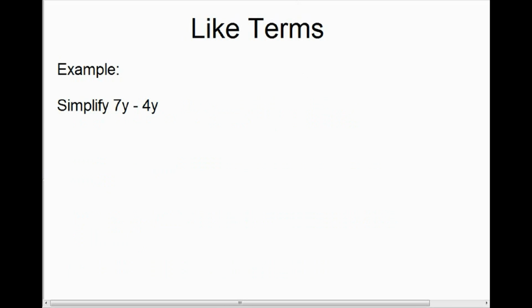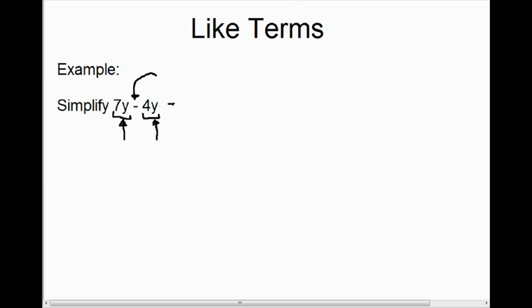So here's another example of a math sentence where we have a couple of terms. Our first term here is 7y, and our second term is 4y. And what we're doing is we're being asked to subtract these terms. So the first question we have to ask ourselves is, are these like terms? And if they are like terms, they have exactly the same letter. And in fact, they are like terms because the first term has a y, the second term has a y.